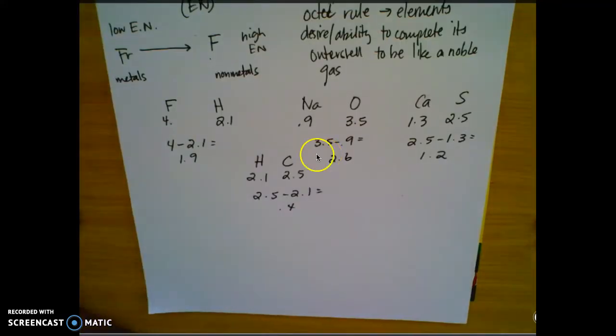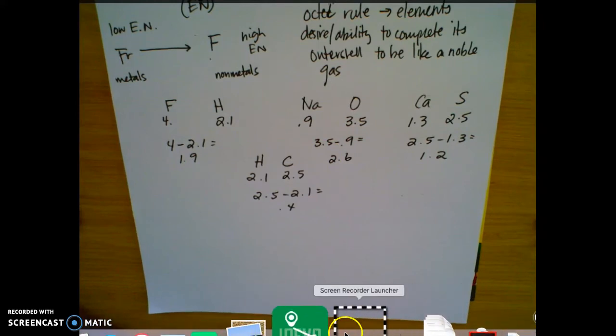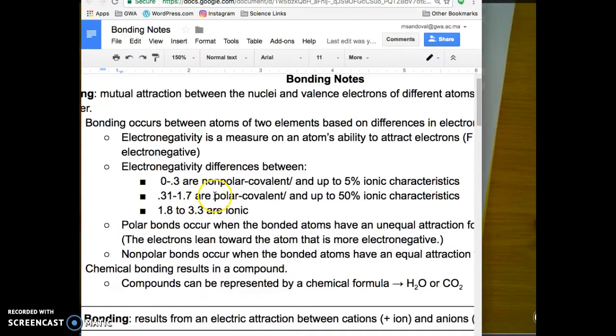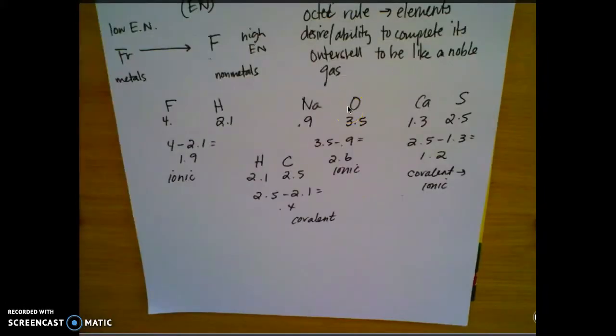And so in this case, one more time, I'm going to show that while I determine these. Hydrogen and fluorine was a 1.9, so that's going to give us an ionic. Sodium and oxygen was a 2.6, so that's also going to be ionic. Calcium and sulfur was a 1.2, so that's going to be more covalent, very close to ionic. And hydrogen and carbon are going to be covalent. So given that, we could now figure out.